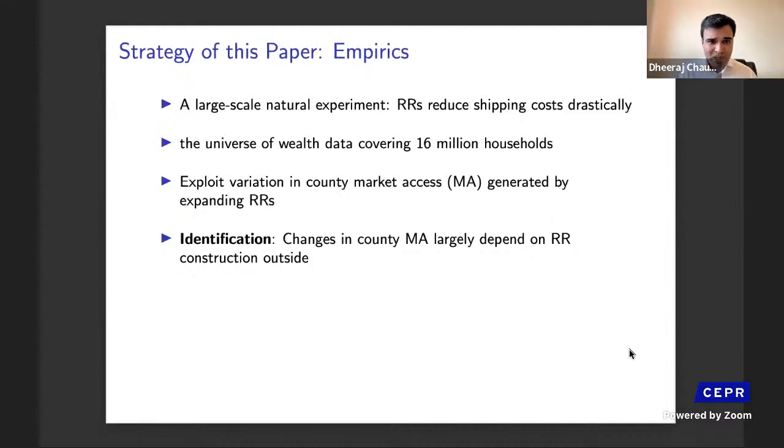And for identification, I rely on the observation that the variation in counties' market access is largely determined by the expansion of the railroads outside the county rather than within-county construction that could potentially be endogenous. I'll discuss this in detail later. Let me just give you a preview of my empirical results.